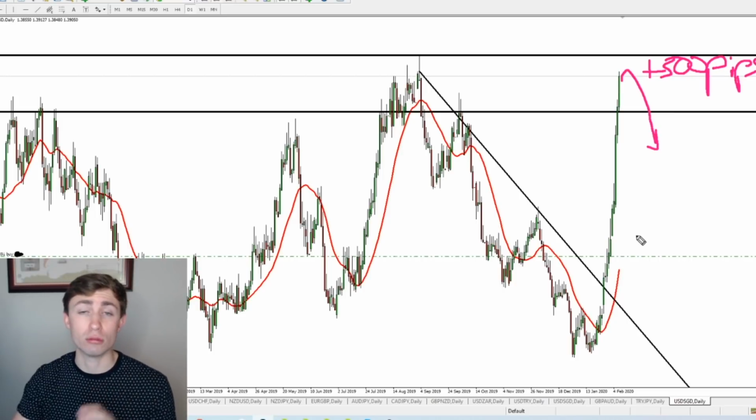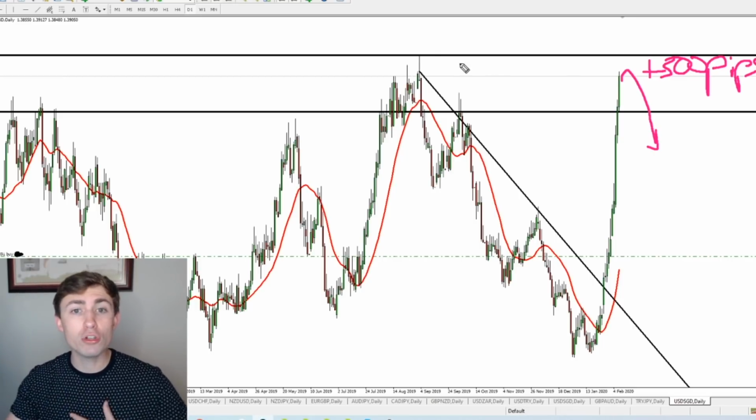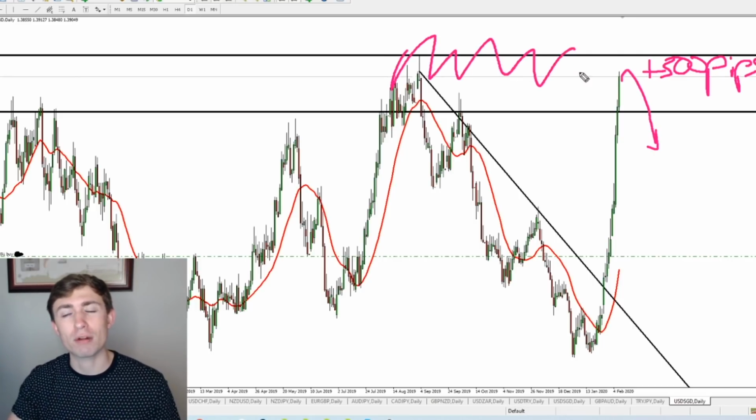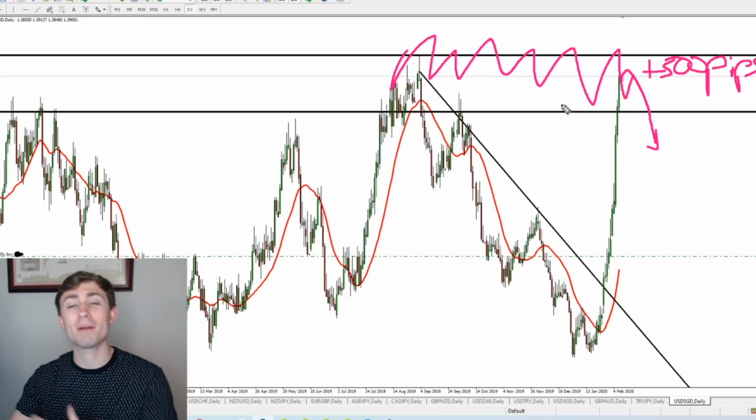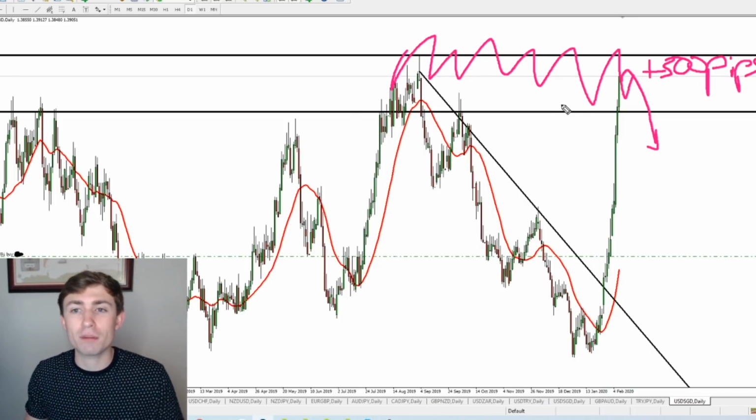The goal is to literally just let the trade run as long as possible, regardless of what my mental state says. Because right now, my emotions tell me, Nick, take the profit. It's right here. It's at a resistance point. It's gonna come back down. You're gonna lose money if you don't take the profit now, right?